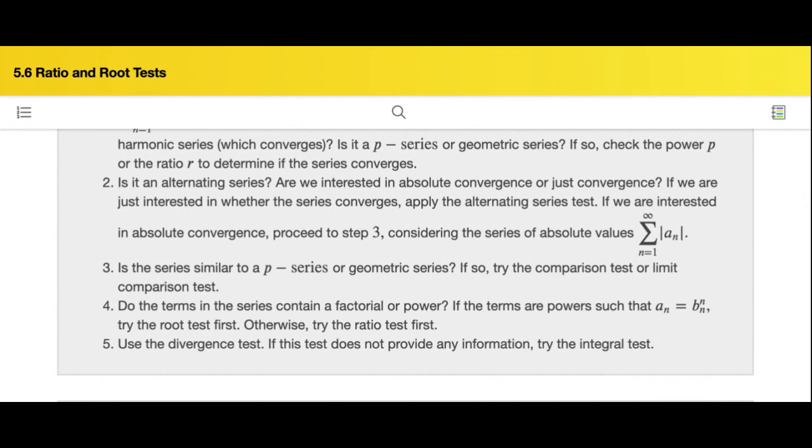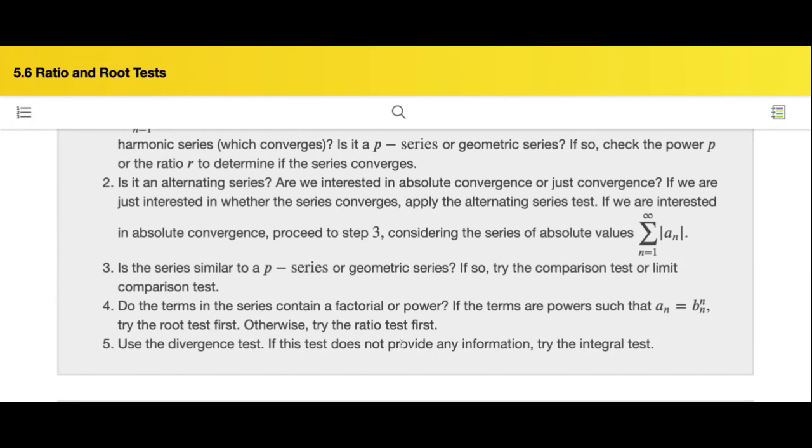4, do the terms in the series contain a factorial or power? If the terms are powers such that a_n equals b_n raised to the n, try the root test first. Otherwise, try the ratio test first. 5, use the divergence test. If we have a feel about a divergence, we can read a couple of terms. If the numerator grows much faster than the denominator, use the divergence test. If this test does not provide any information, try the integral test.